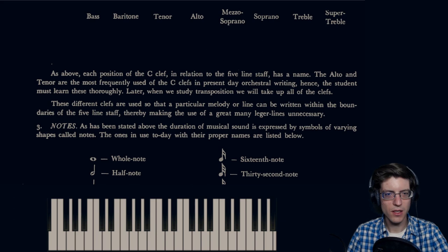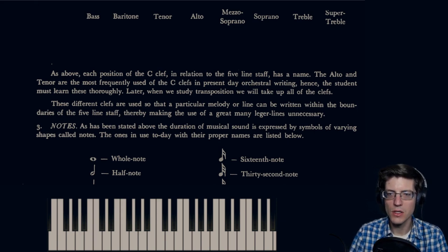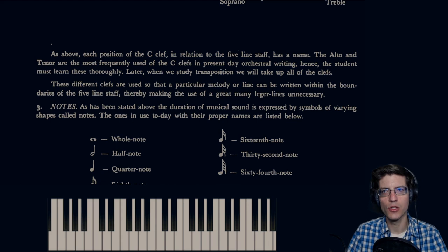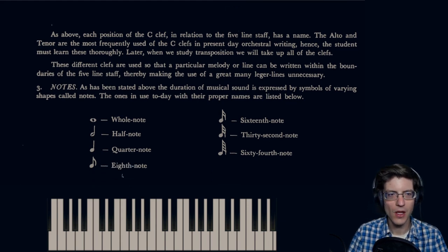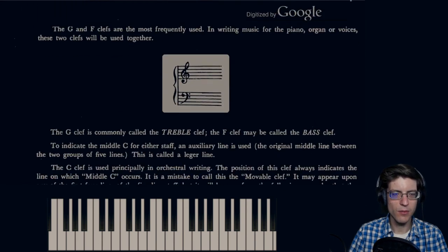These different clefs are used so that a particular melody or line can be written without the boundaries of the five-line staff, thereby making the use of a great many ledger lines unnecessary. So you try and use the whole of the staff. You position your clef in such a way that you're using those five lines. So that was number two, the clefs, right? Yes, number two, the clefs.